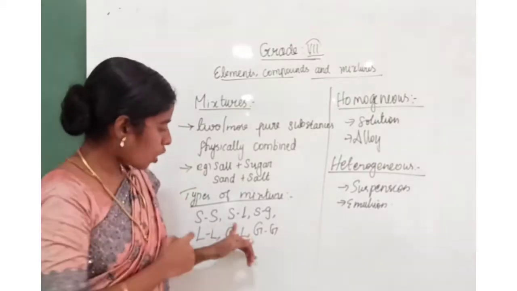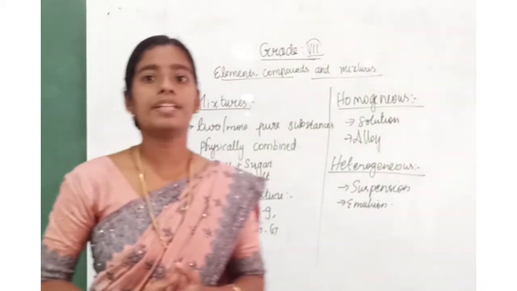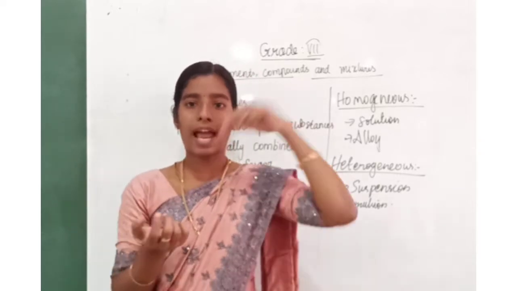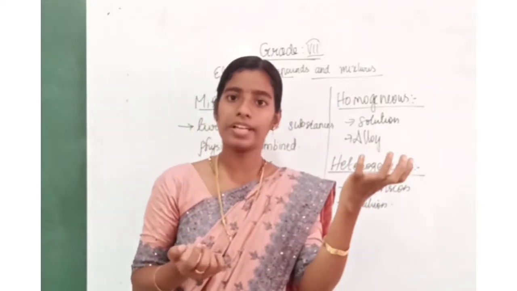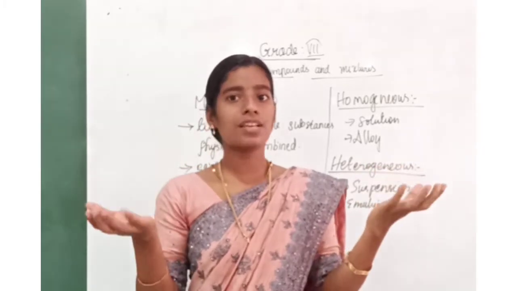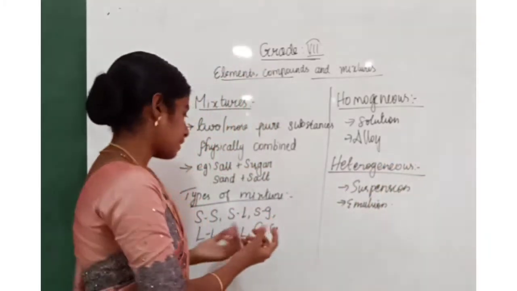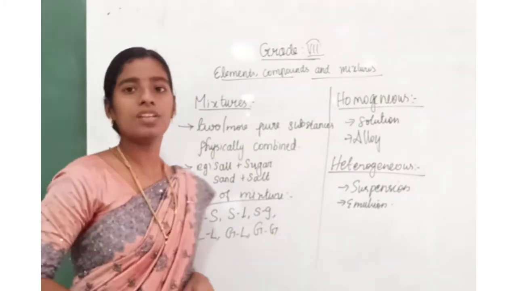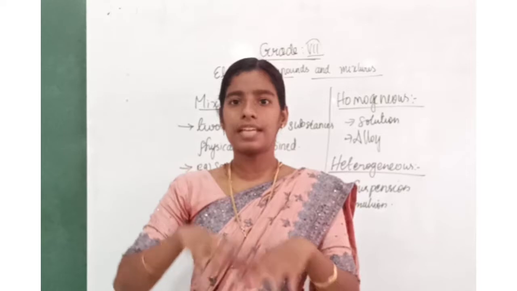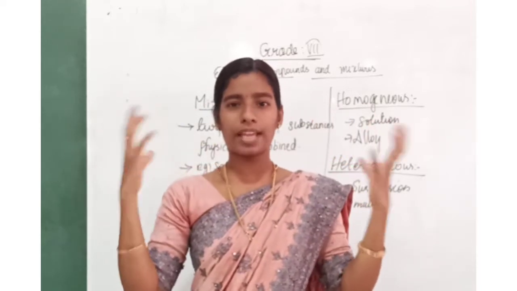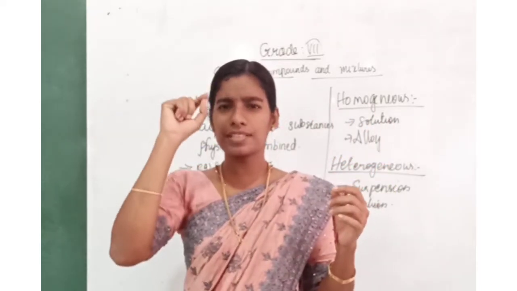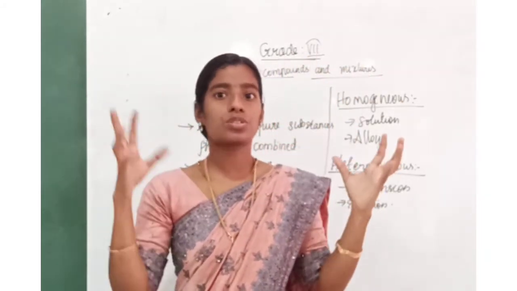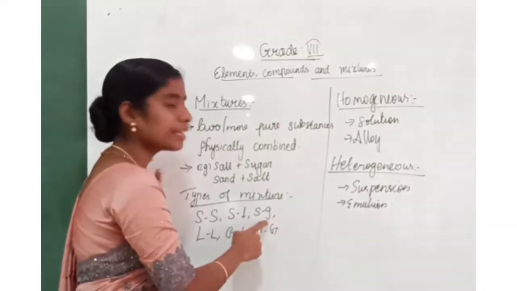Next one is solid, liquid. Solid, liquid mixture, what is the example? Consider water and you are adding salt in that. Salt is solid, water is liquid. So this is a solid, liquid mixture. Next one is solid, gas. Example, smoke. In the atmosphere, we can see some smoke, right? Sometimes small dust particles will be available in the air and it will be smoky in nature. So it is solid, gas.